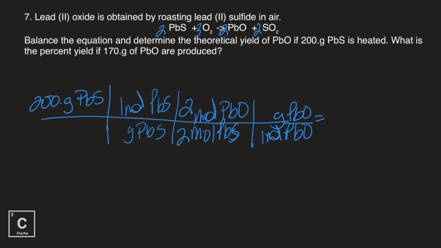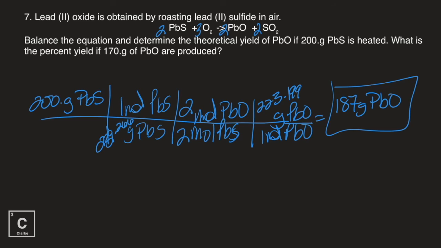Let's add these molar masses up. I'm getting 239.266 and 223.199. Okay, let's put this in the calculator. I am getting, with 3 sig figs, 187 grams of lead 2 oxide. Theoretical yield, but we need the percent yield. The actual, 170 divided by 187 times 100 to get a percent. And I am getting 90.9% yield.